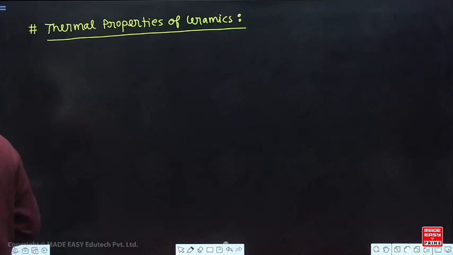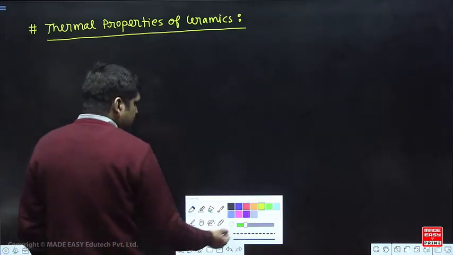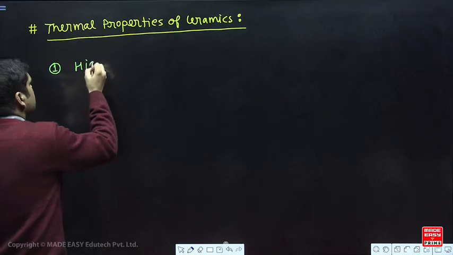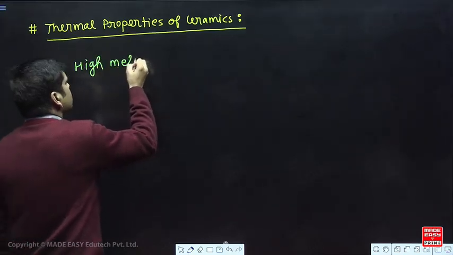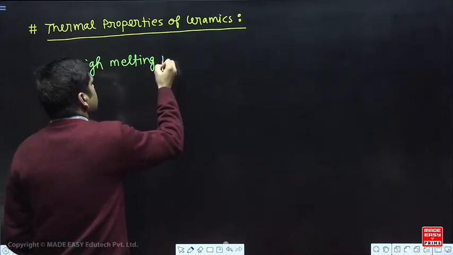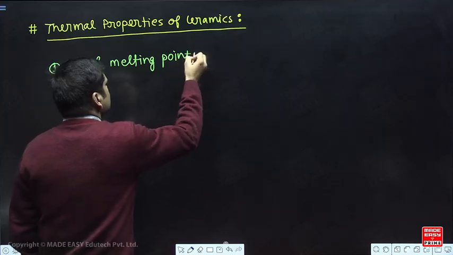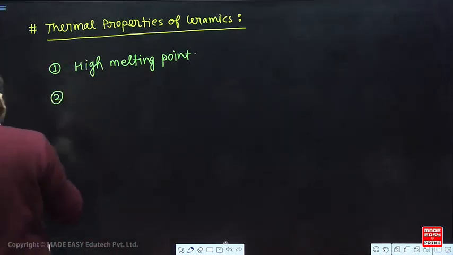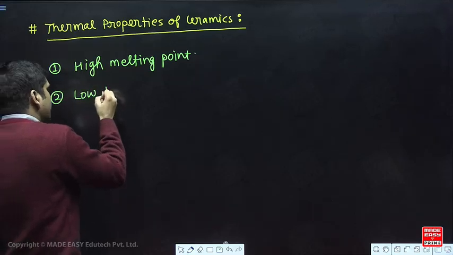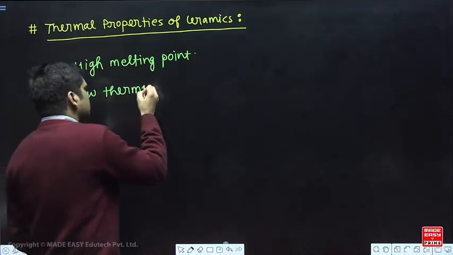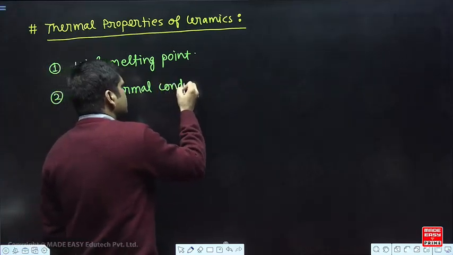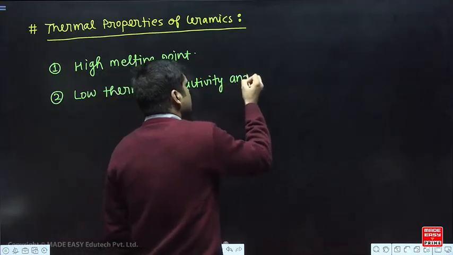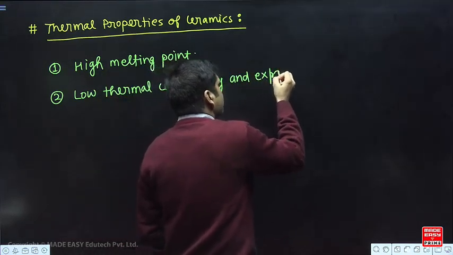So we can write these points. High melting point. Next one is low thermal conductivity and expansion.